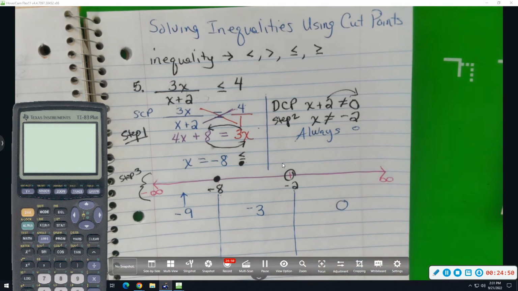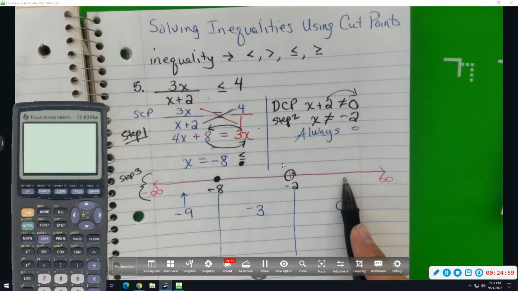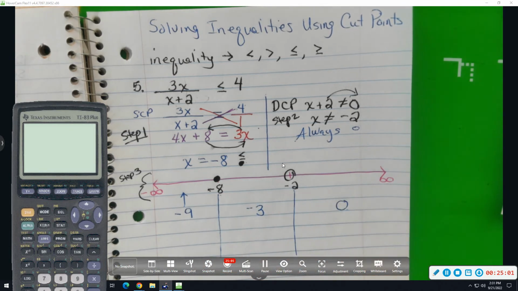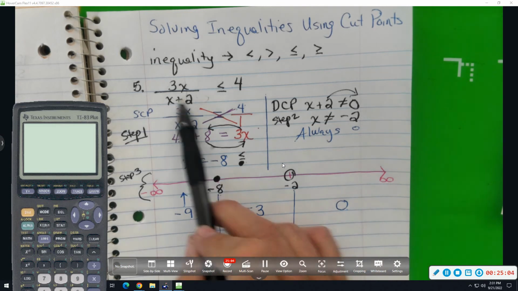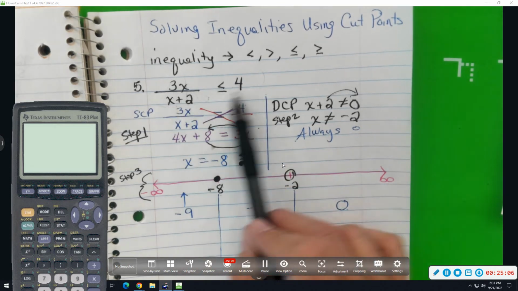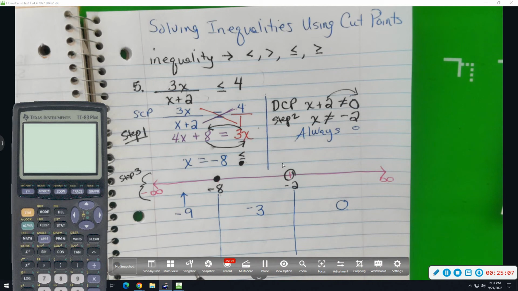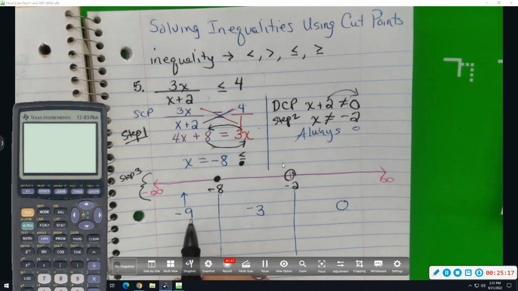To decide whether or not you're going to shade the interval, you choose one number from each interval, and you plug it into the original problem right up here. Plug it into 3x over x plus 2 is less than or equal to 4. And see, are you getting a true statement or a false statement? You might want to have a calculator handy to help you. Plugging in the negative 9.